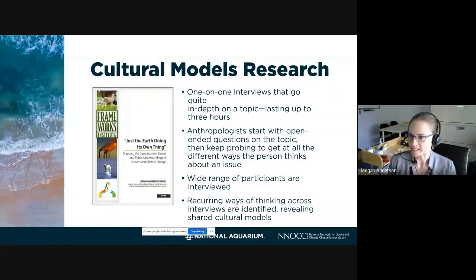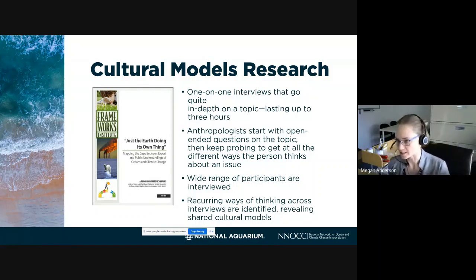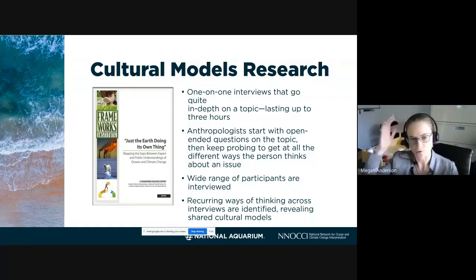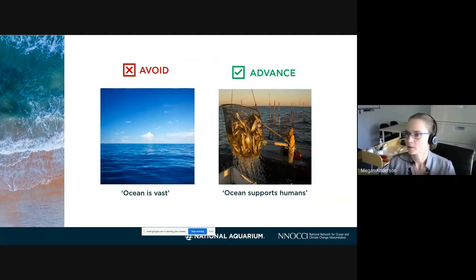So what FrameWorks did is they did one-on-one interviews. These were three-hour-long interviews with 3,000 people, representing a wide range of participants, from all different walks of life from all around the country. They asked really open-ended questions around large concepts like ocean, and then identified those common shortcuts, those shared cultural models, with our audiences.